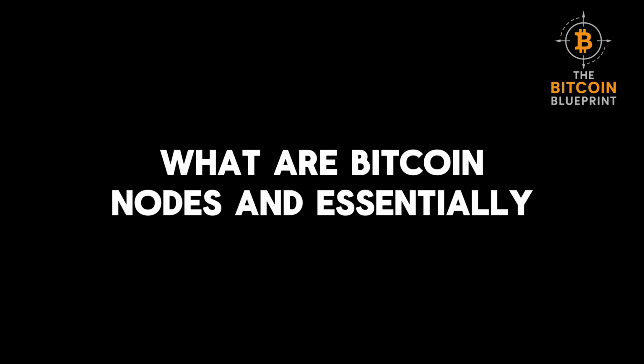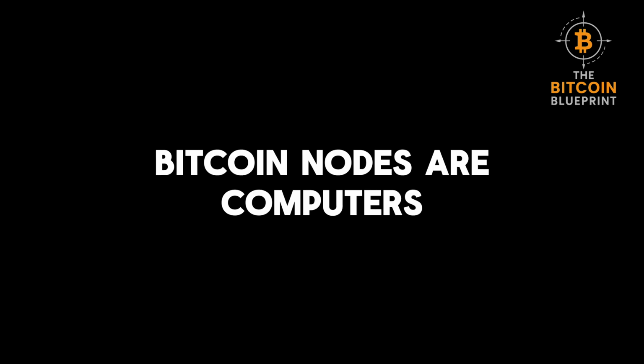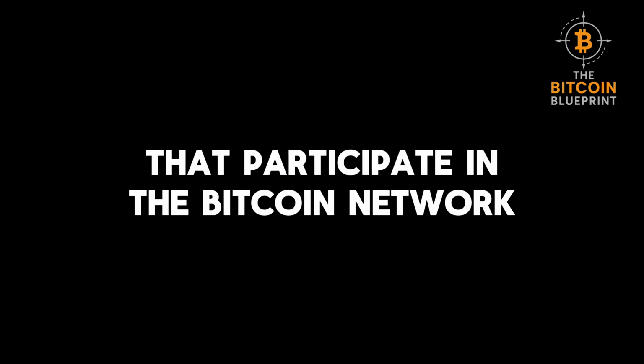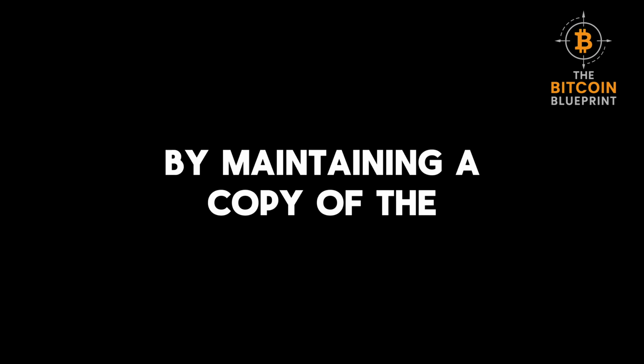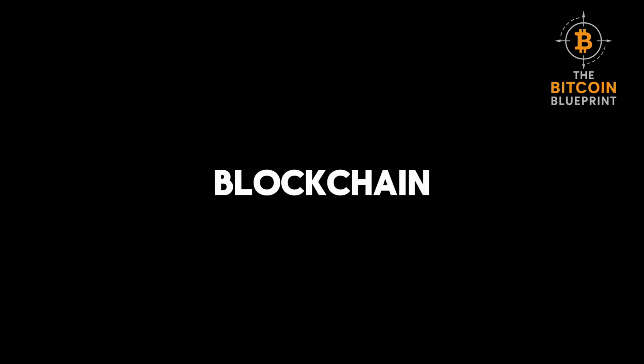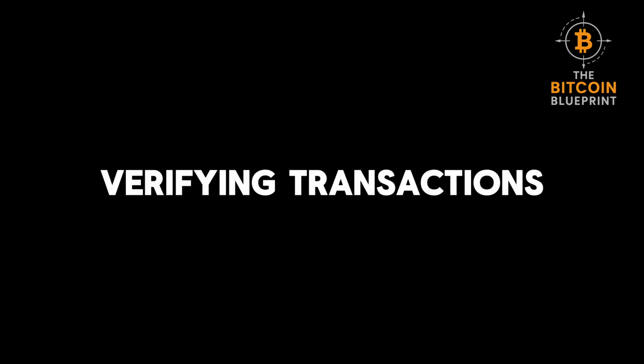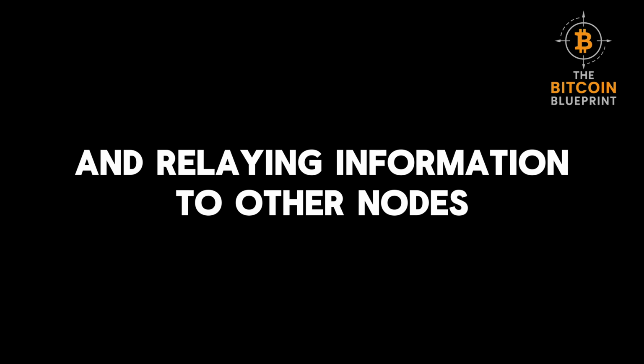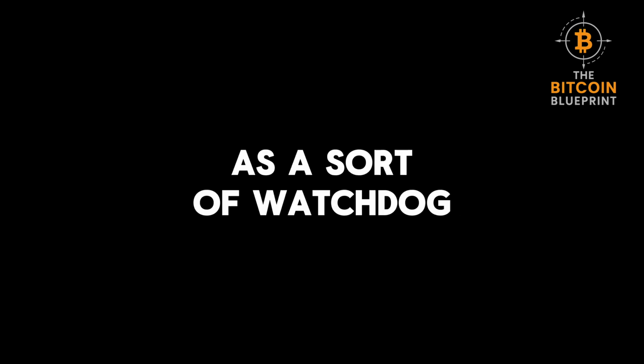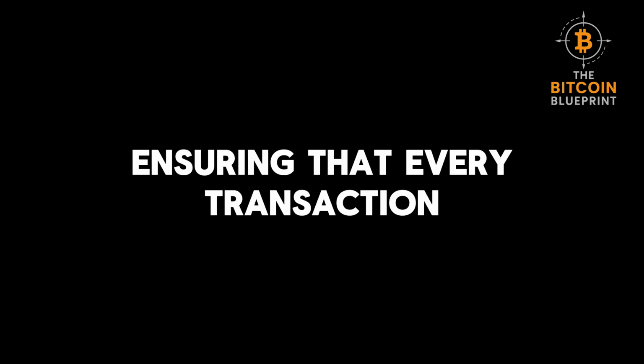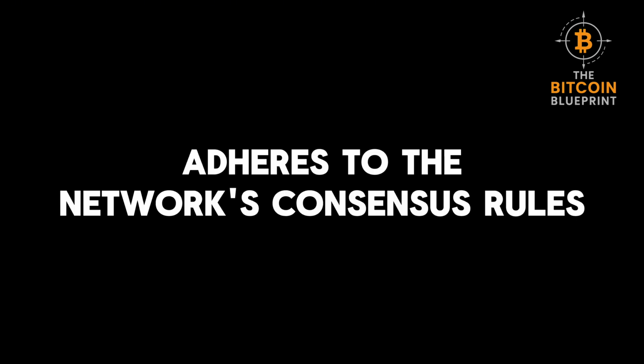And now you may be asking, well, what are Bitcoin nodes? Essentially, Bitcoin nodes are computers that participate in the Bitcoin network by maintaining a copy of the blockchain, verifying transactions, and relaying information to other nodes. Each node in the network acts as a sort of watchdog, ensuring that every transaction adheres to the network's consensus rules.